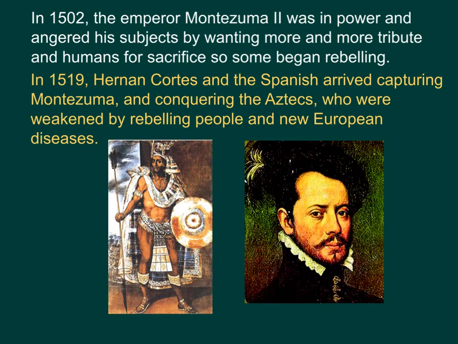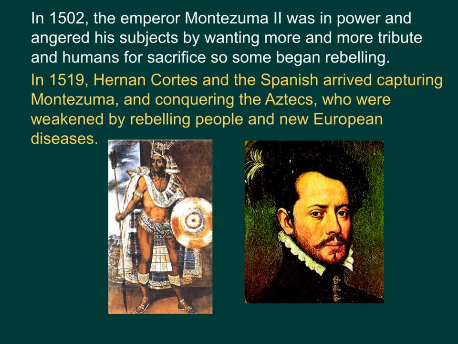In 1502, the Emperor Montezuma was in power and angered his subjects by wanting more and more tribute, which is kind of like a fee, and human sacrifices. Some of those people were rebelling against Montezuma's tough rule. In 1519, the Spanish, who had heard of the riches of Tenochtitlan, came, led by a guy named Hernan Cortez. They arrived, they captured Montezuma, who let them in freely, thinking they were gods, and they eventually conquered the Aztecs.